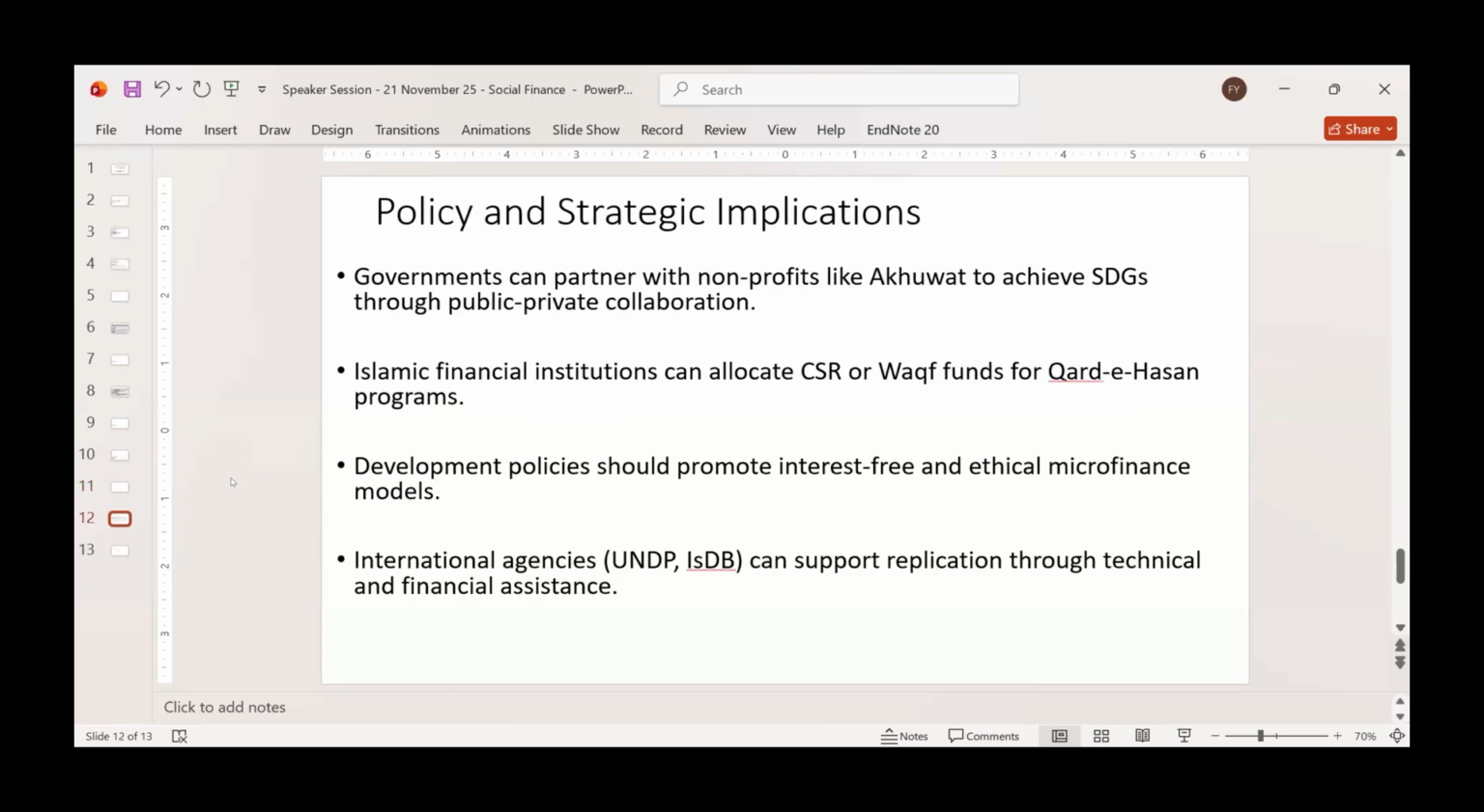Then there are several policy and strategic implications. Government can partner with non-profits like Akhuwat to achieve their SDGs through public-private collaboration. Islamic financial institutions can also allocate CSR, or you can say waqf funds, to the Qarze Hasan program or different loan programs. Development policy should promote interest-free and ethical microfinance models. International agencies, like I have discussed, the UN Development Program or the Islamic Development Bank, can support replication through technical and financial assistance.